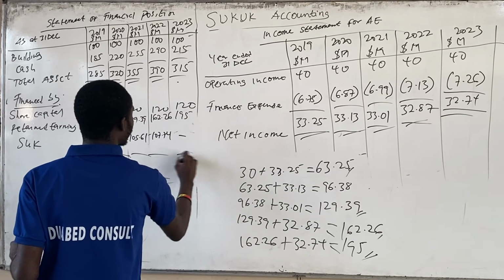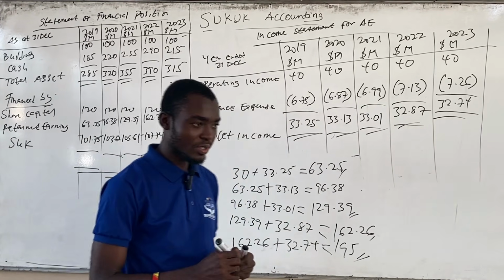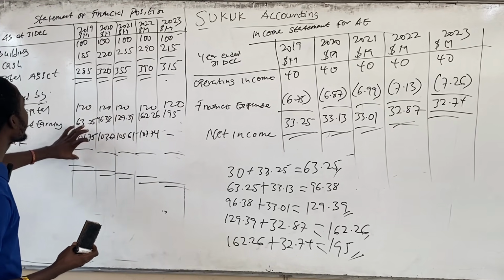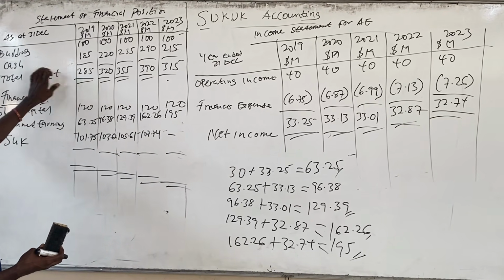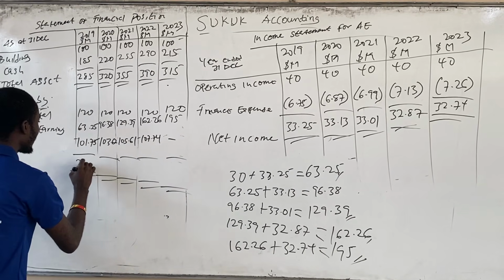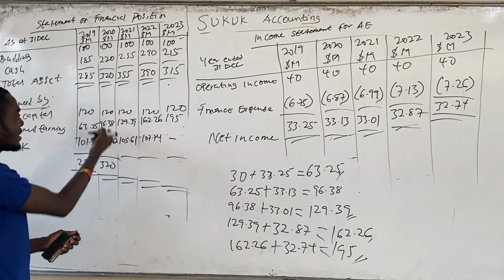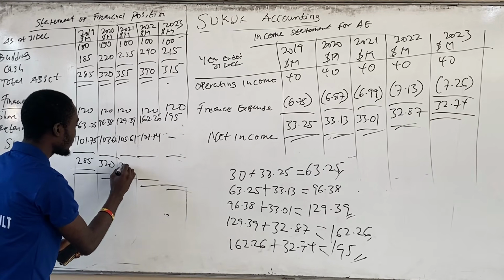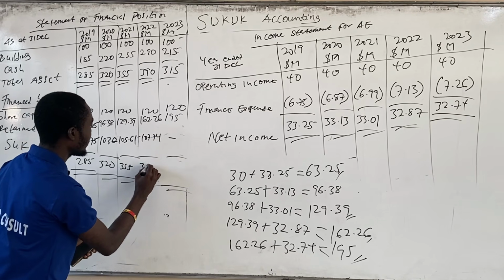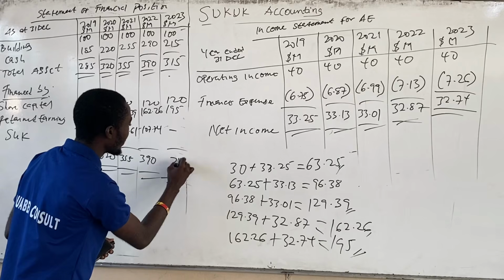The summation of these figures will give us the total capital employed. And also the summation of these figures is supposed to be equivalent to the total assets. So if you sum this and this, you get 285. Over here, you get 320. Here you get 355. Here you get 390. Then for the last year, we get 315.